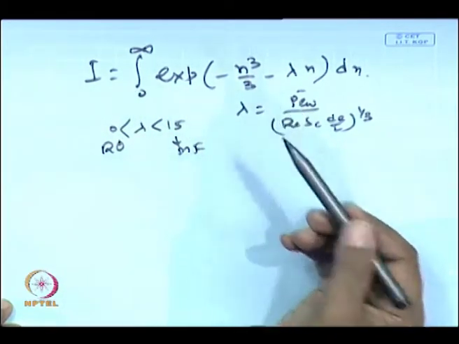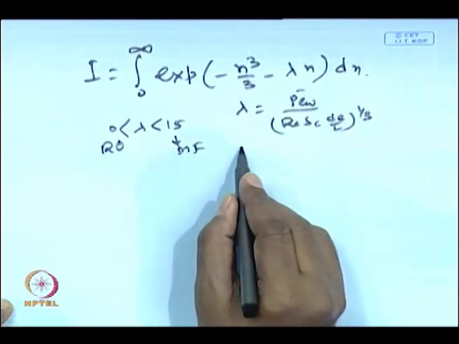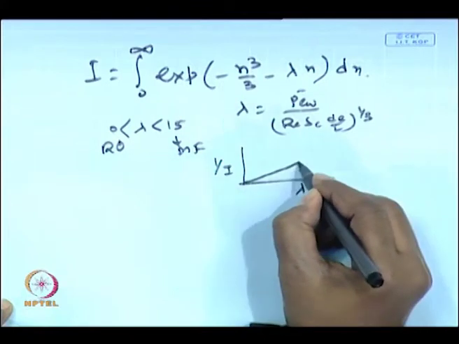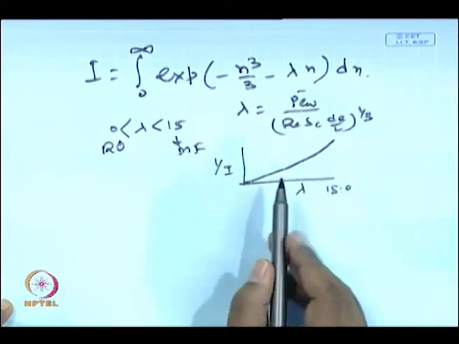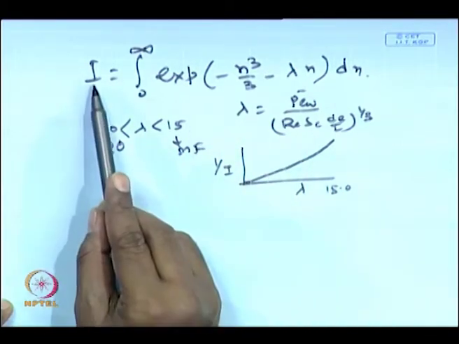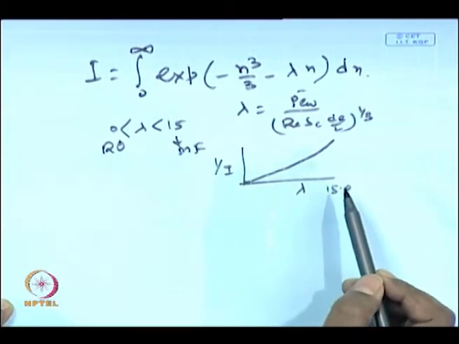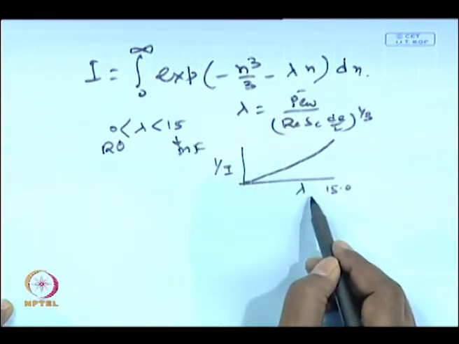This is a definite integral, there is absolutely no problem, and if you plot 1 over I versus lambda, it will show a plot something like this, and this is 15. This curve can be obtained by numerical integration of the definite integral I by putting in various values of lambda. Now what can we do? We can fit a polynomial in terms of lambda.